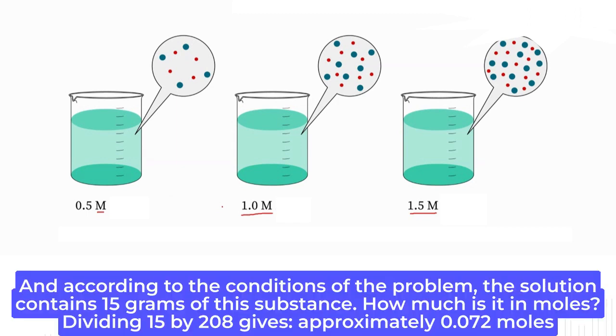Step 3. According to the conditions of the problem, the solution contains 15 grams of this substance. How much is it in moles? Dividing 15 by 208 gives approximately 0.072 moles.